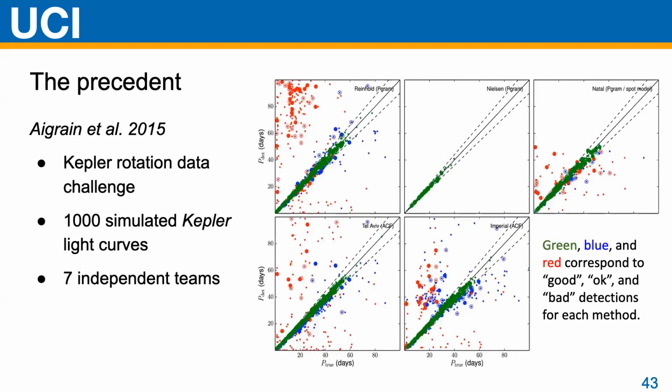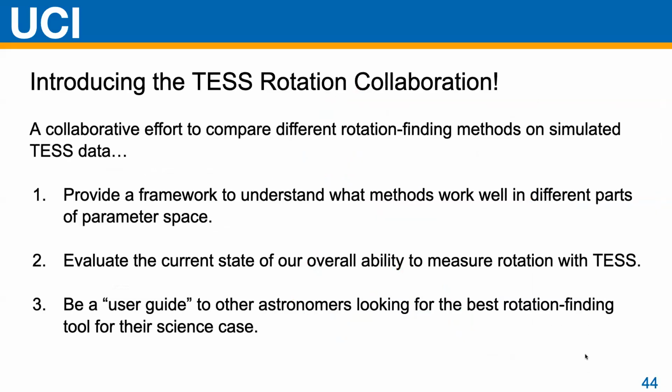There is precedent for this. If you go back and you look at the Kepler survey, in 2015, Suzanne Aigrain ran a data challenge where she invited 5 different teams to recover rotation periods of simulated rotators that were injected into Kepler data. And this was awesome. It was kind of a sit down, and we're all going to look at which methods work well in different parts of parameter space. And so I read this paper and I said, this is awesome. We need this for TESS. And so that's what I'm doing.